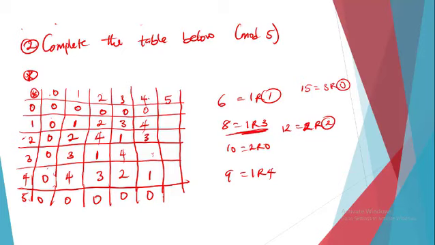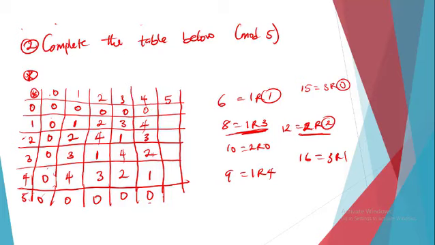Then 3 times 4 is 12. And 12 is equal to what? 2. 4 times 4 is 16. 16 divided by 5 will give us what? 3 remainder 1. So we have a 1. That is how they got this one. And 5 times 4 is 20. 20 divided by 5 will give us 4 remainder 0. That is this 0. Okay?